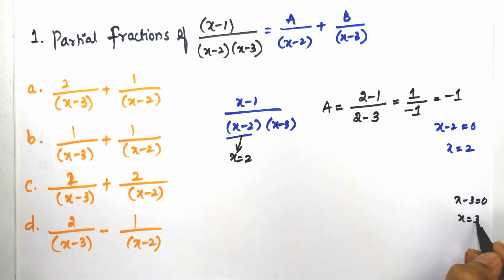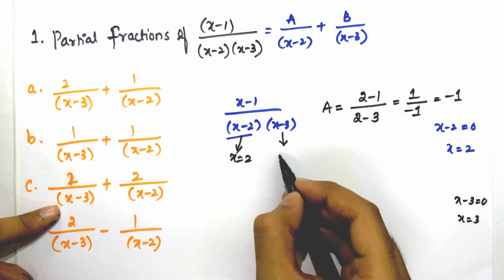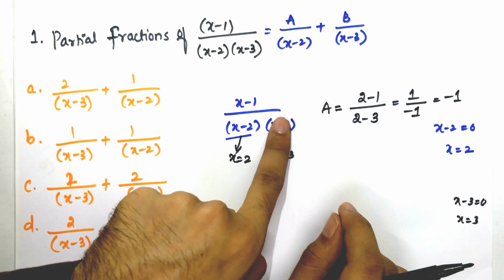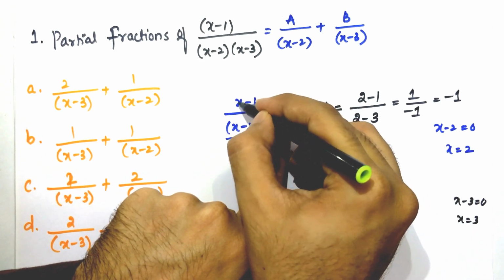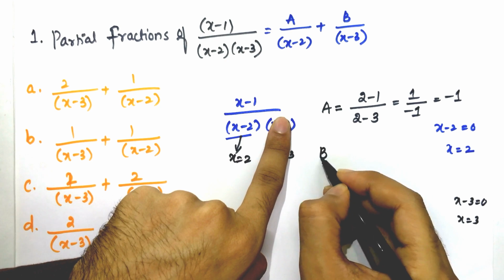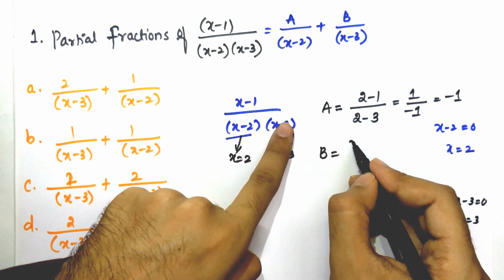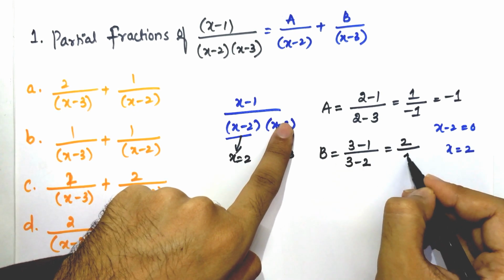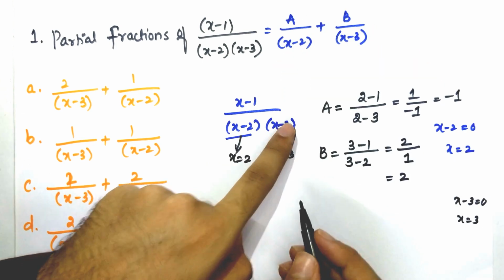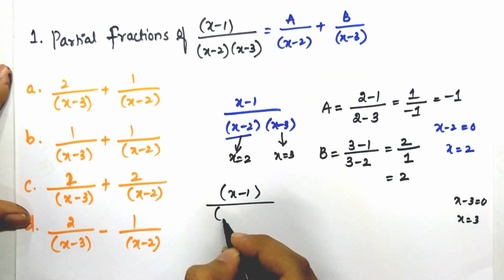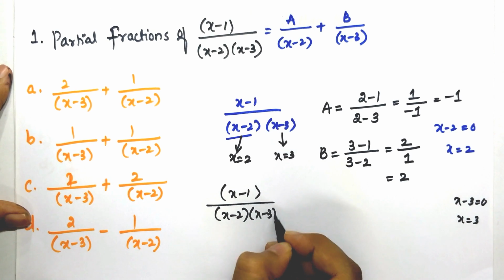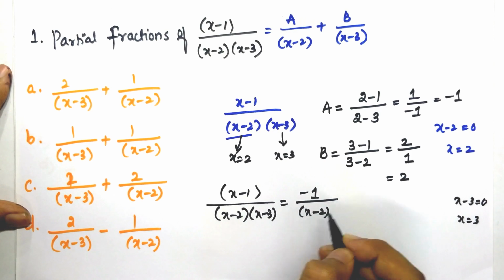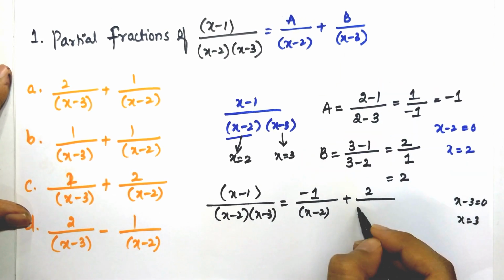When this minus 3 goes on the other side, it becomes plus 3. So this term gives us the value of x as 3. Hide this term and substitute the value of x in the leftover term. That is nothing but b. So 3 minus 1 by 3 minus 2. This would be 2 by 1. So b is 2. Now x minus 1 by x minus 2 into x minus 3 is equal to, what is the value of a we got? Minus 1 by x minus 2 plus b is 2 by x minus 3.